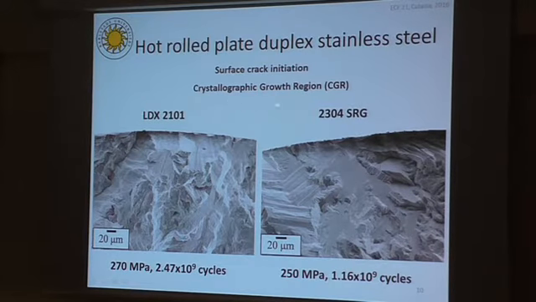Why we call the crystallographic growth region with this name is because we assume that the crack initiation has been taking place along favorable crystallographic planes in each grain, and at the grain boundaries the crack growth is hindered, and then it has to change its direction of propagation in the neighboring grains. So the mechanism of crack growth is crystallographic in nature for these materials.